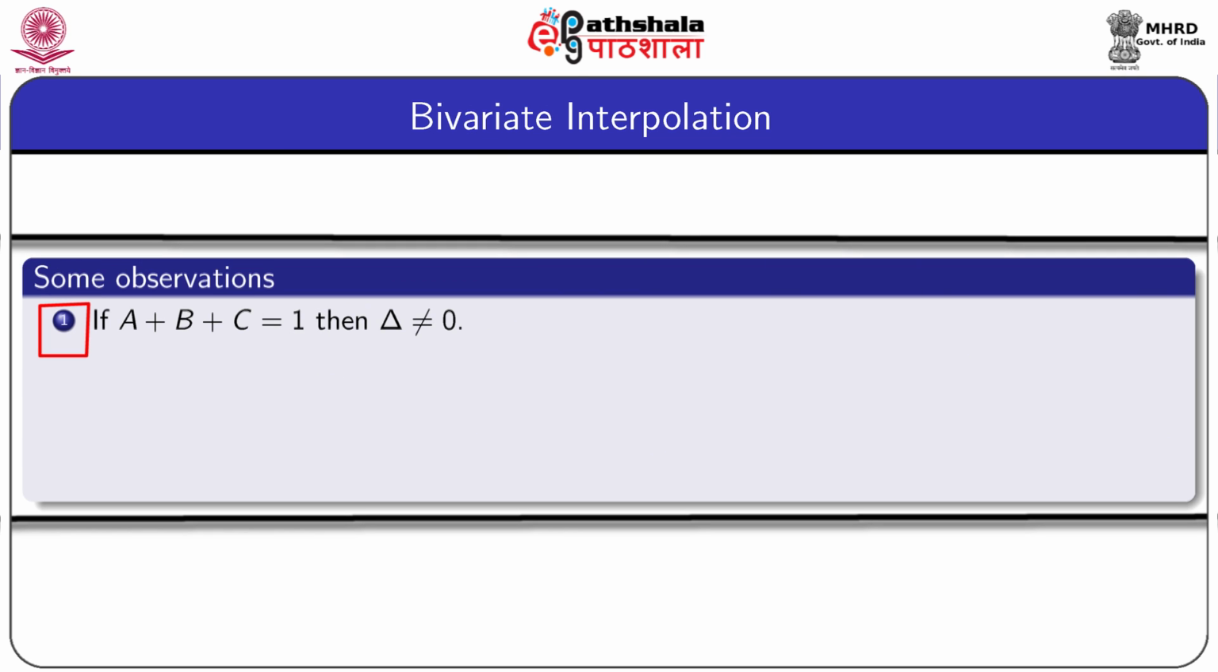Now, we observe the following important points. First one is, the sum of the values of A, B, C is equal to 1, and the denominator delta must not be equal to 0.